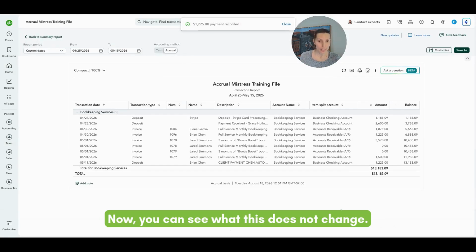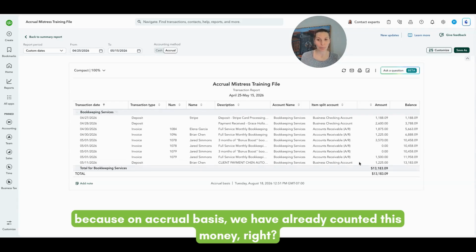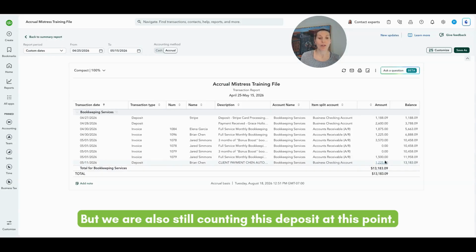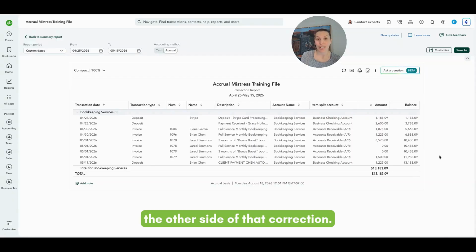Now, you can see what this does not change the amount that was sitting in our open invoices or in our accounts receivable during this period of time, because on accrual basis, we have already counted this money, right? But we are also still counting this deposit at this point, okay? So let's go ahead and look at how we handle the other side of that correction.